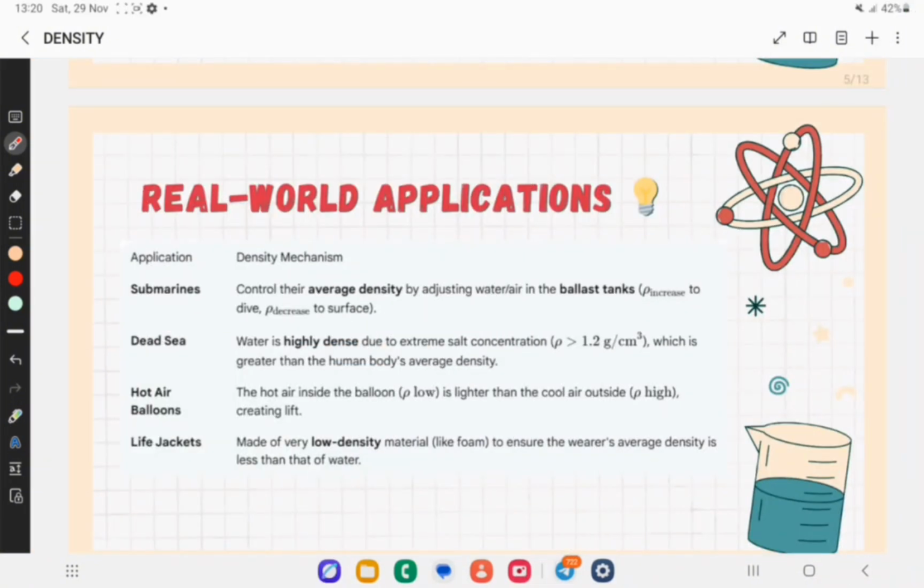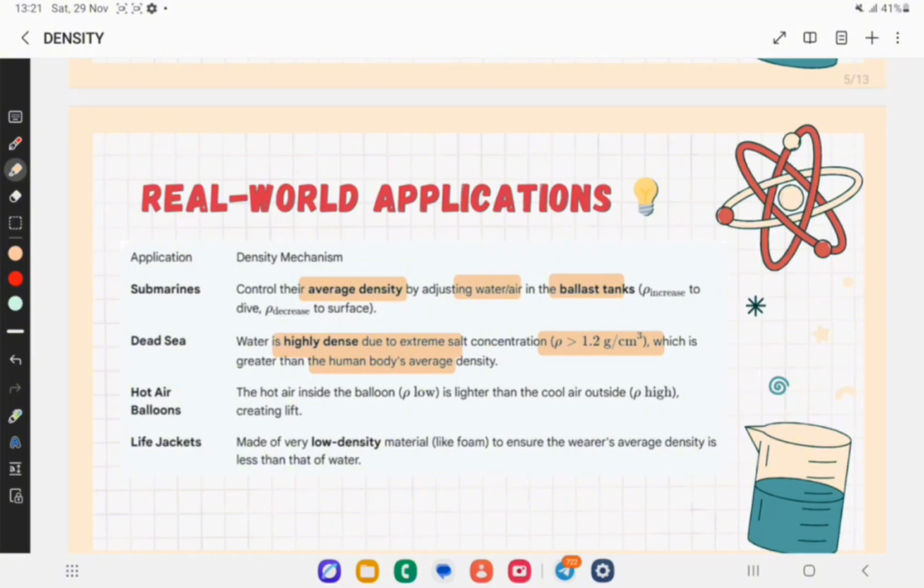Then for real world application, we have applications of density. First, the submarine. For a submarine, we control the average density by adjusting water or air in a ballast tank. Our density will increase to dive deep, and our density will decrease to rise to the surface. The second one is the Dead Sea. The water is highly dense due to the extreme salt concentration, so its density is greater than 1.2, which is greater than the human body average density.